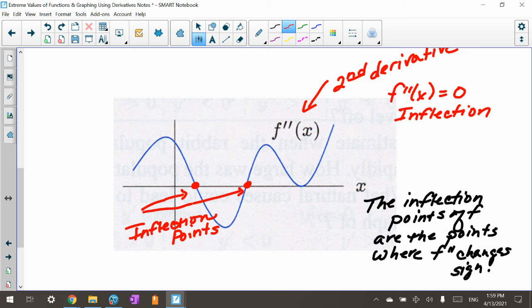Okay. So I hope that helps you looking at graphs and talking about first and second derivatives. Sometimes you have to watch this a couple times to get it in your brain, but this is in your packet, so look it over and we can talk about it in class.